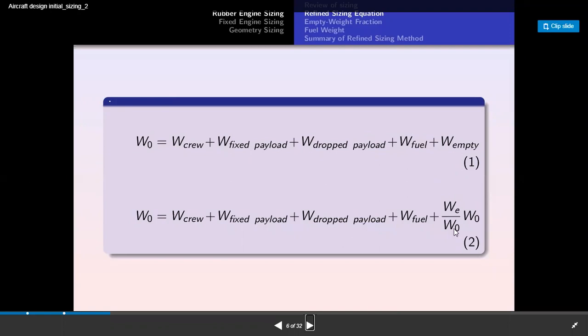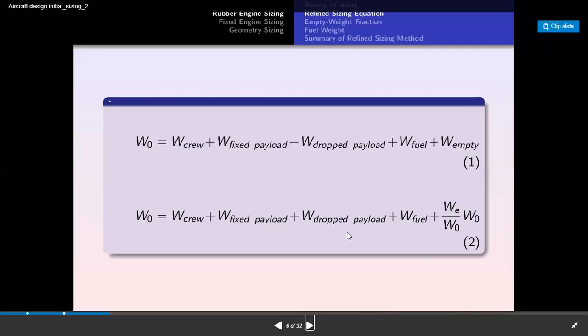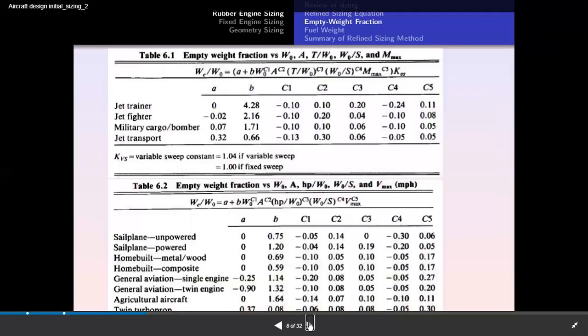So that is WE by W naught into W naught, the first equation and the second equation. You see here there's a fixed payload and a dropped payload. Next is empty weight fraction. What are you going to do in the empty weight fraction? See here, empty weight fraction versus W naught.